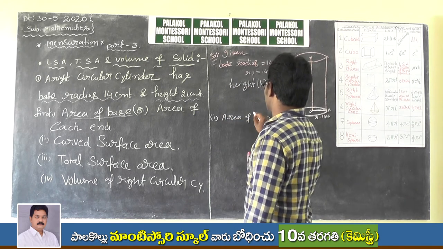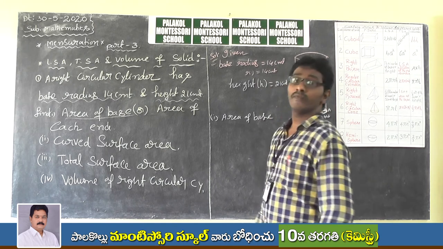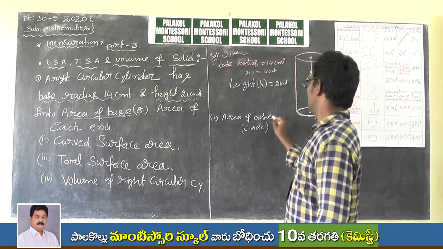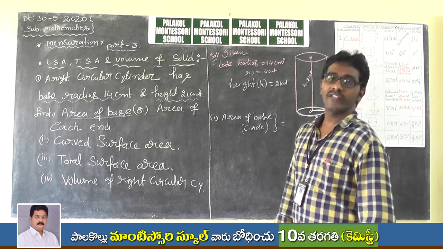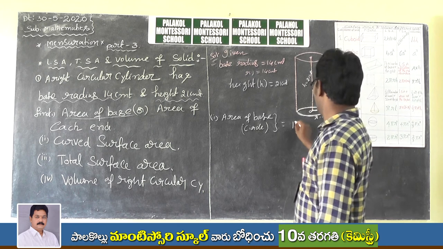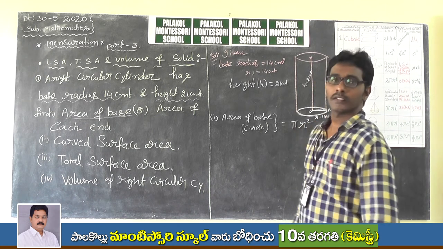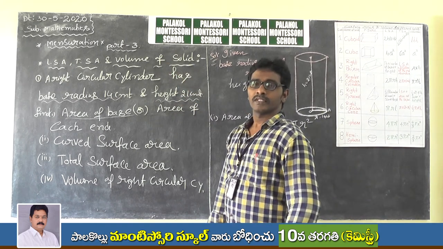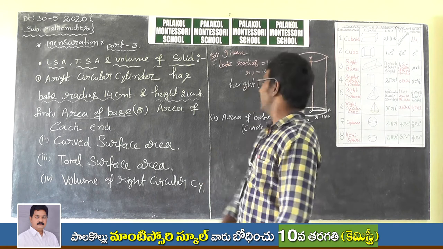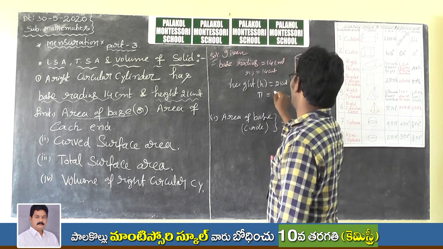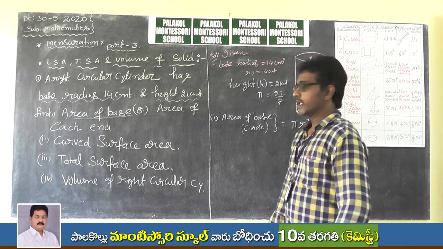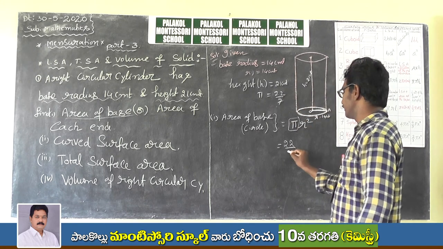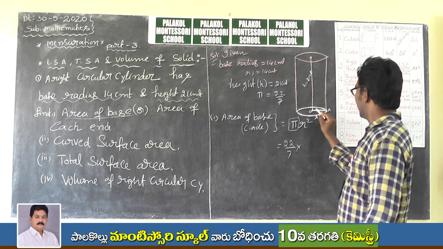Area of the base. Guys, what is the shape of the base in the cylinder? Circle. You remember the area of a circle formula, pi r square. But pi is not mentioned in the sum, so generally you take the pi value as 22 by 7. So here I write 22 by 7 into the radius of the base.